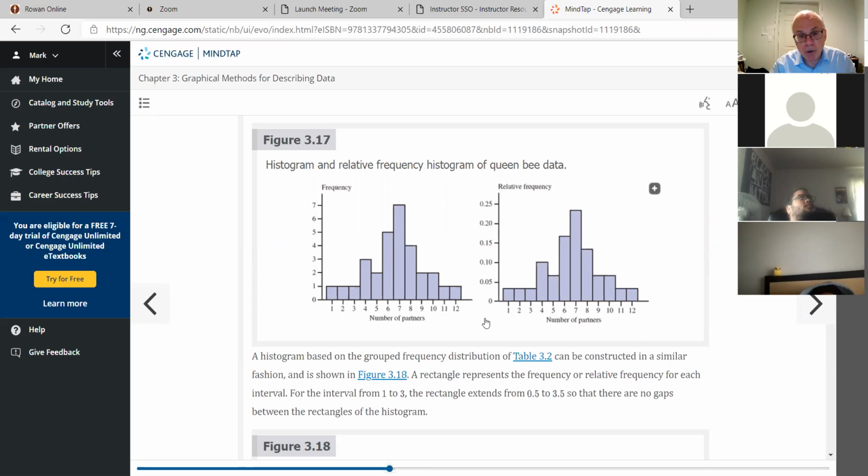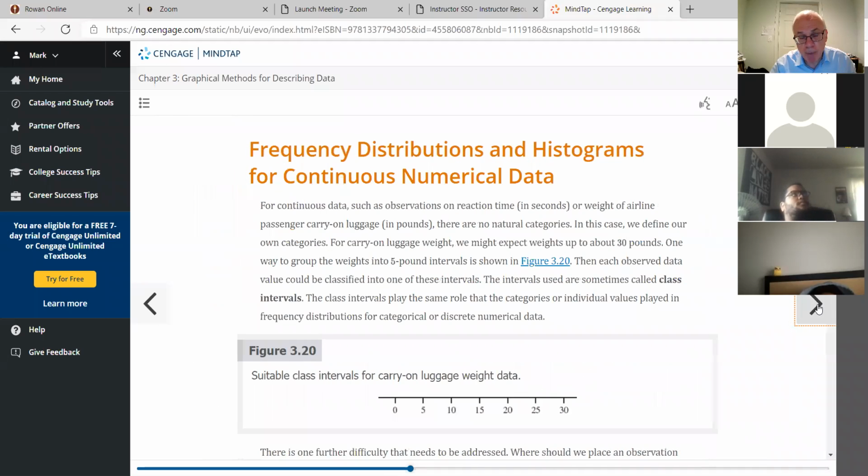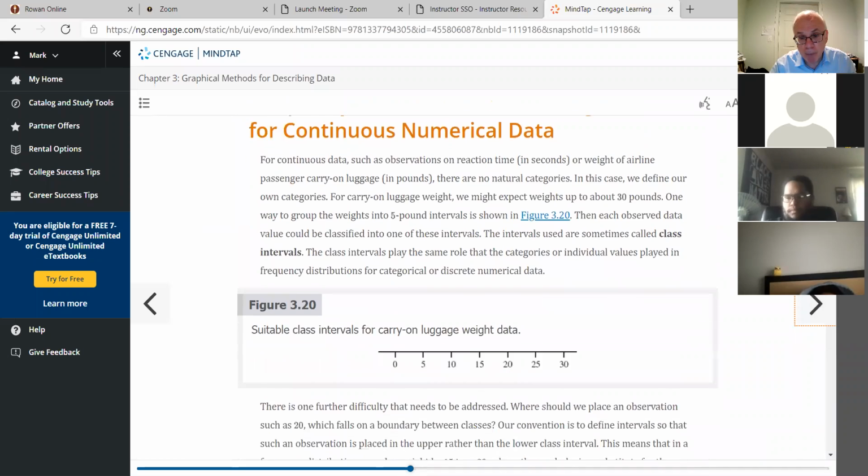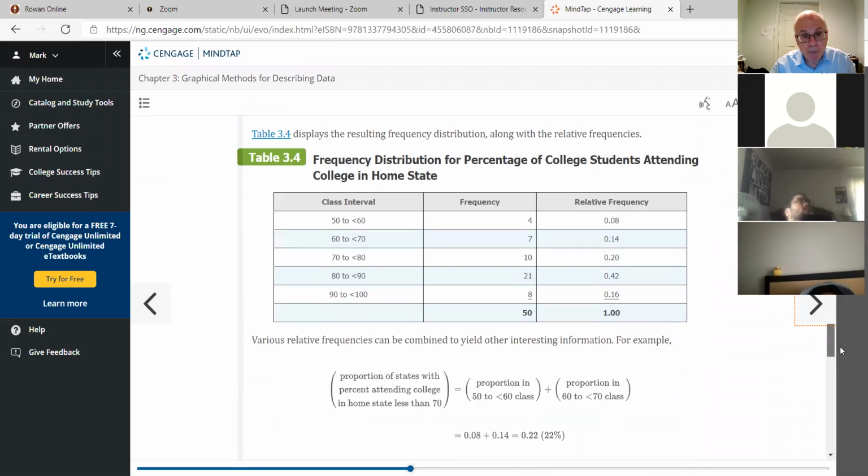But many data sets don't have numbers that repeat. So what do you do? You create classes of numbers. And that is what I demonstrated in class when I created a histogram in class. And I think it was problem exercise 3.25 that I showed you in class and how to create that histogram. Okay, so that is this section here.